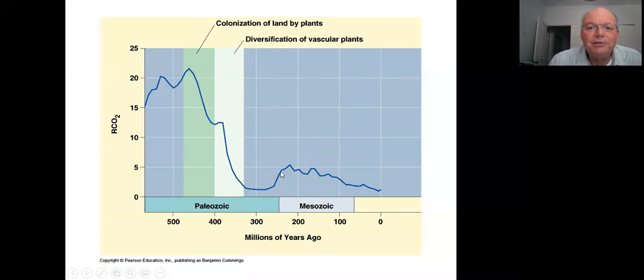And hence we see the increase in carbon dioxide. And it took a significant amount of time for the levels of carbon dioxide to decrease again. So throughout the Mesozoic, we see a slow but steady decrease in the levels of carbon dioxide that continued on until about 200, 250 years from present, when we see the beginning of the Industrial Revolution and the widespread use of fossil fuels as a source of energy.